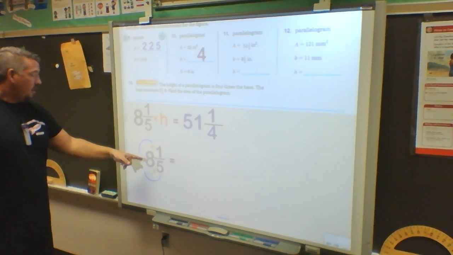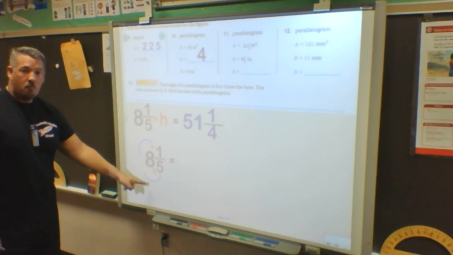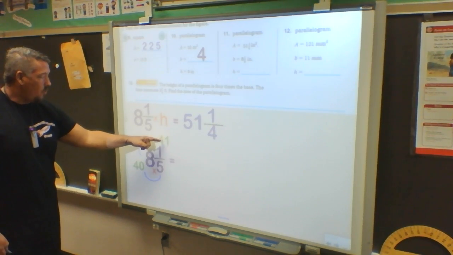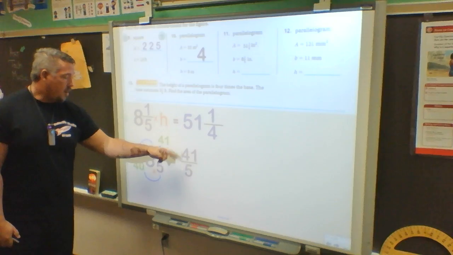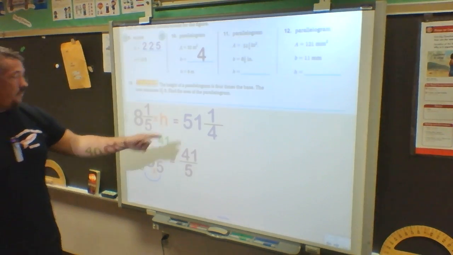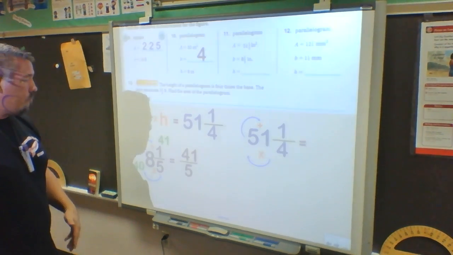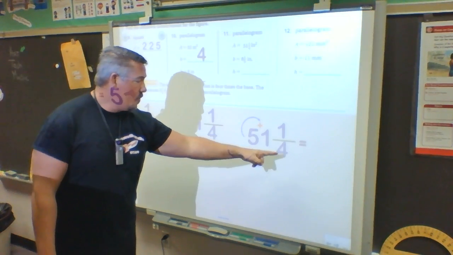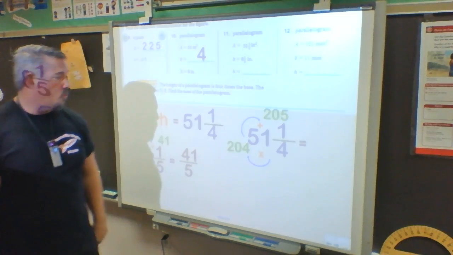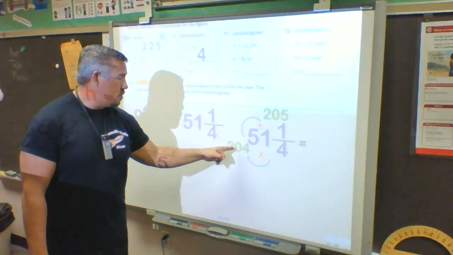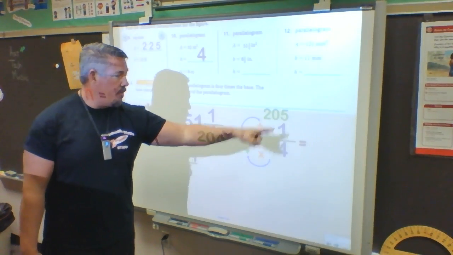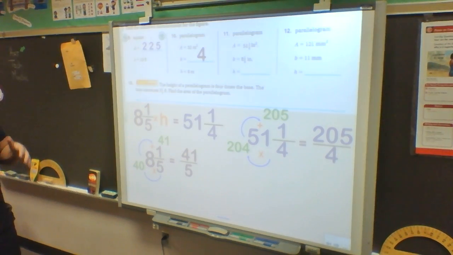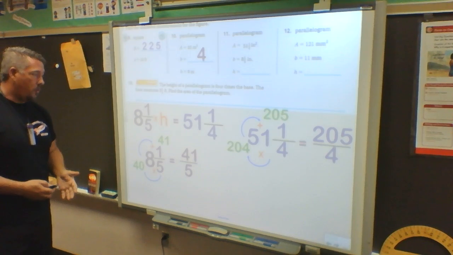So my 8 and 1/5, start at the bottom, multiply and add, is going to give me 40 plus 1, which is 41. Keep my denominator. So I end up with 41/5. 51 and 1/4, bigger math problem, still done the same way. Start at the bottom, multiply and add. So 4 times 51 is 204, plus 1 is 205. I end up with 205. Keep my denominator 4.